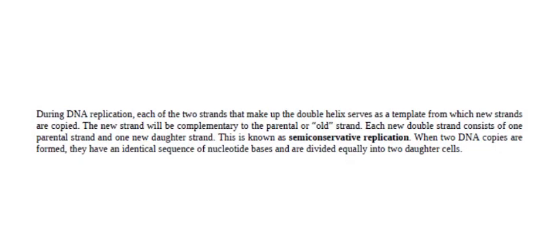During DNA replication, each of the two strands that make up the double helix serves as a template from which new strands are copied. The new strand will be complementary to the parental or old strand. Each new double strand consists of one parental strand and one new daughter strand. This is known as semi-conservative replication. When two DNA copies are formed, they have an identical sequence of nucleotide bases and are divided equally into two daughter cells.